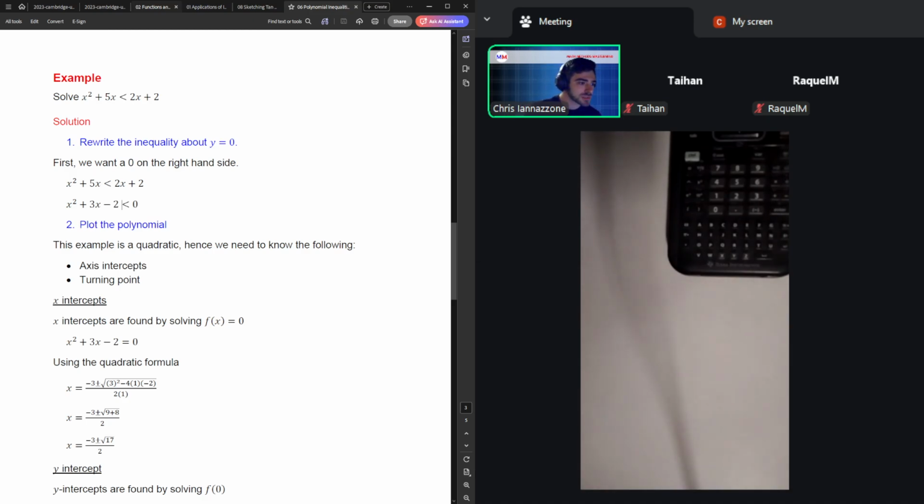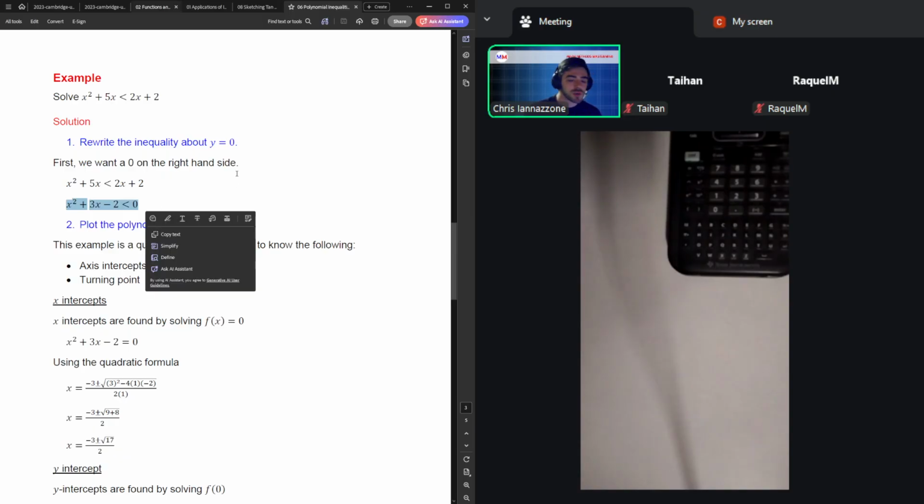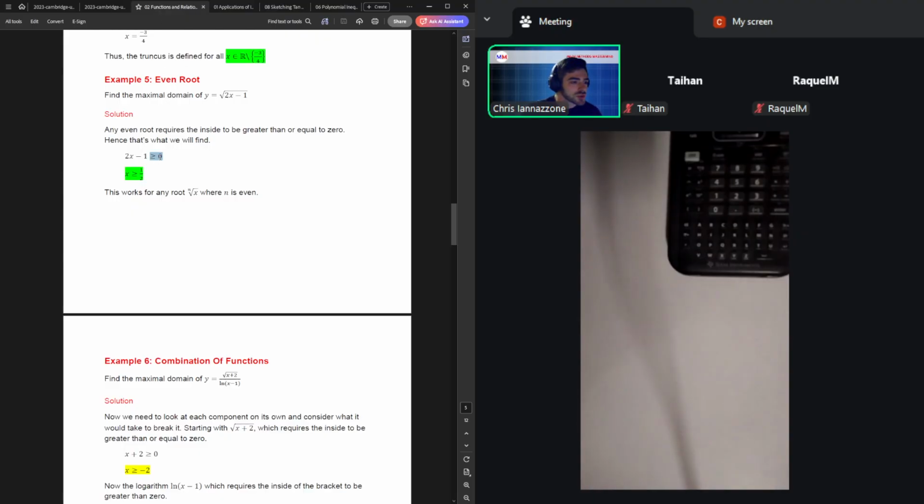So basically, first step is make sure every term is on the same side, and you're doing inequalities around 0, whether it's less than 0, whether it's greater than 0, whatever. In this case, you're always doing the greater than or equal to 0 anyway, so you won't have to worry about the rearranging side of things.